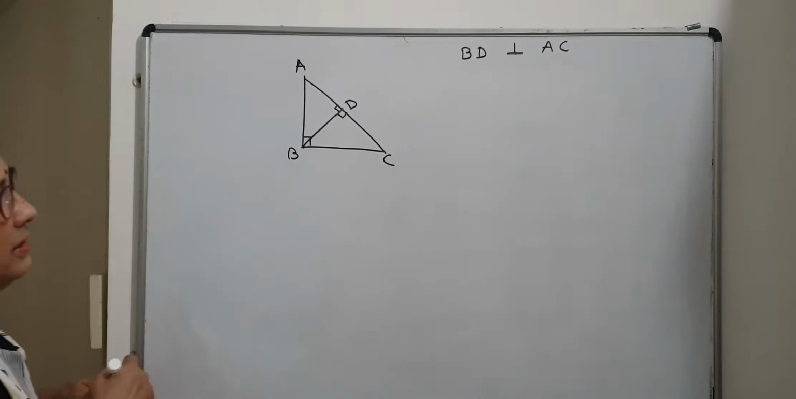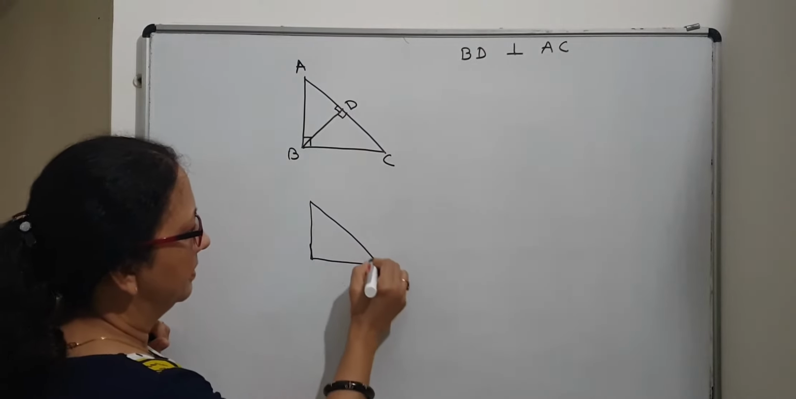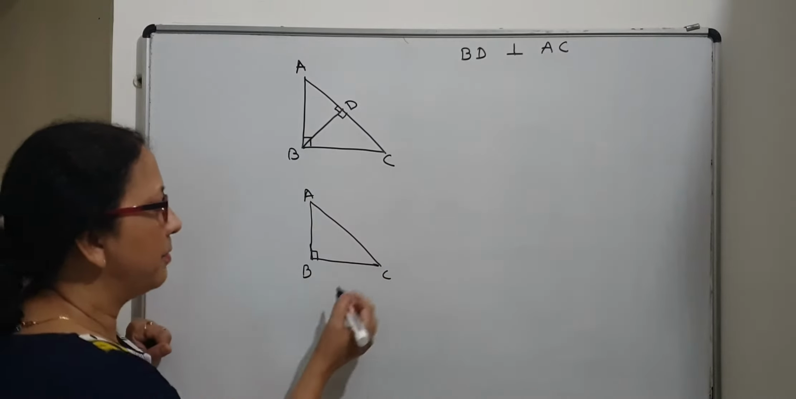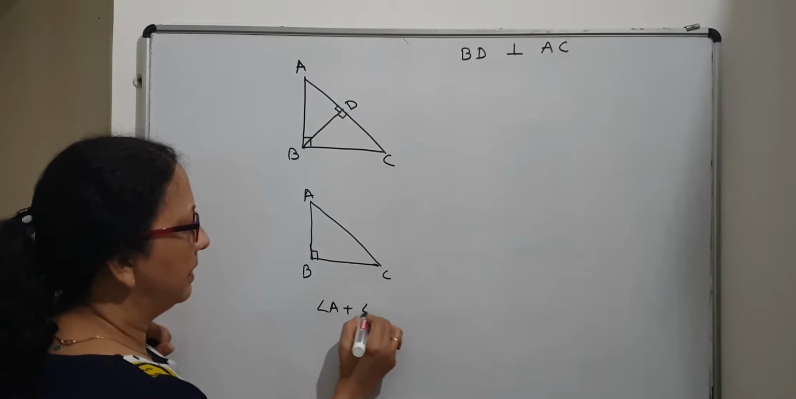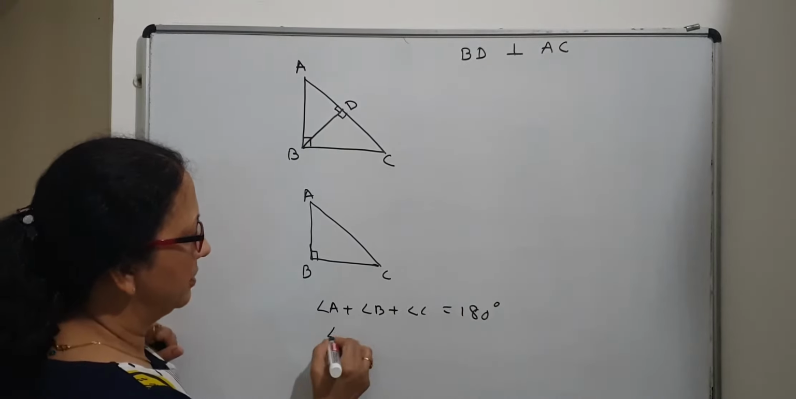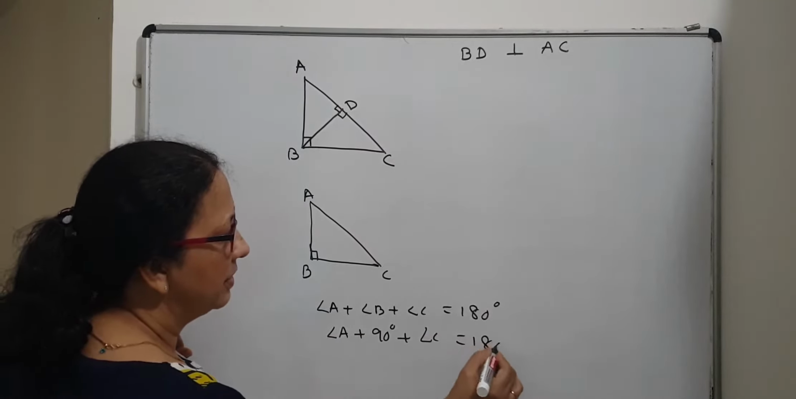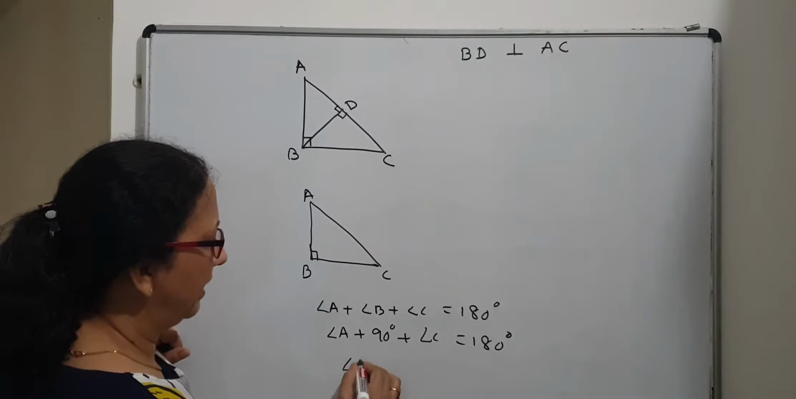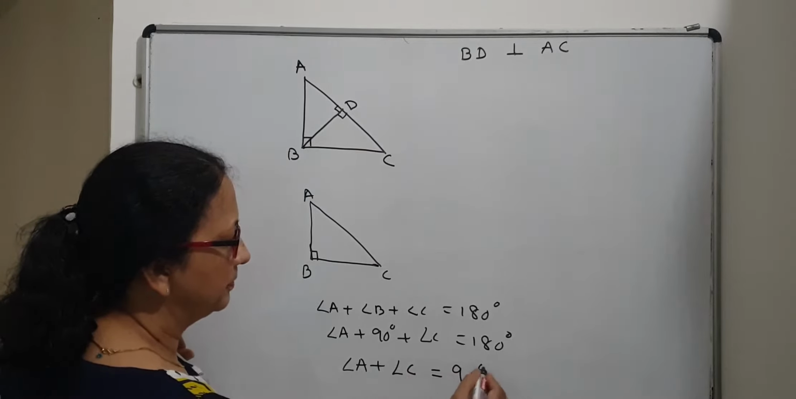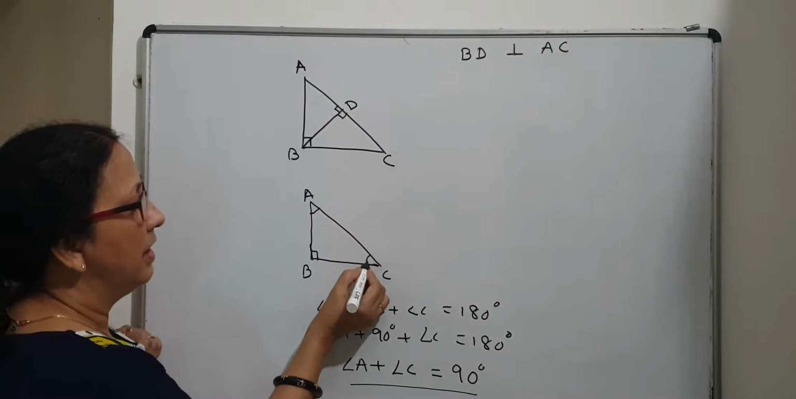Now you see any right angle triangle, so this is B and this is A and C. If I apply angle sum property, angle A plus angle B plus angle C is 180 degree. Since B is 90, angle A plus 90 degree plus angle C is 180 degree. So what do you see? We find that angle A plus angle C is 180 minus 90, 90 degree. So that means in a right angle triangle, the two acute angles are complementary.